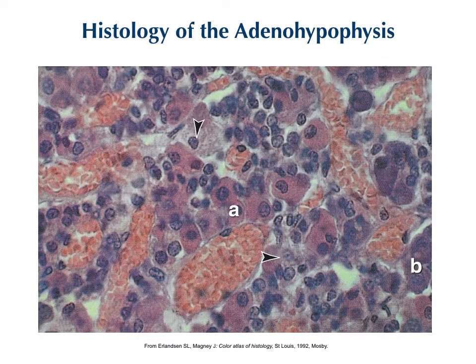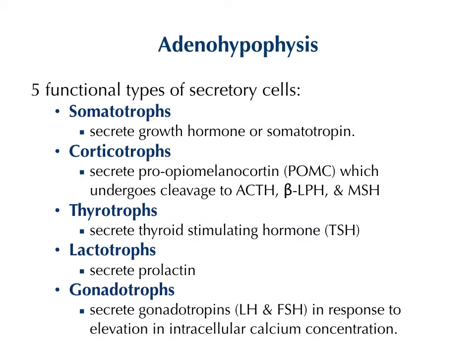Here you can see a staining of a section of the adenohypophysis, or the anterior pituitary. There are 5 types of cells in the adenohypophysis: somatotrophs, prolactin cells, corticotropic cells, thyrotropic cells, and gonadotropic ones. Corticotrophs produce ACTH and the other hormones which are derivatives of pro-opiomelanocortin. Thyrotropic cells secrete thyroid-stimulating hormone, and gonadotrophs produce FSH, follicle-stimulating hormone, and LH, luteinizing hormone.